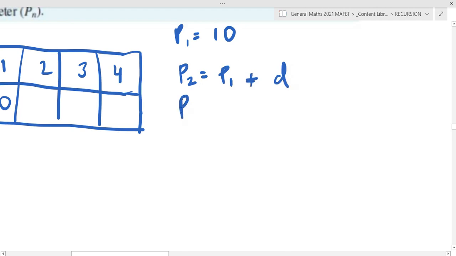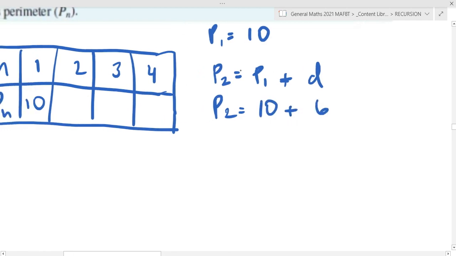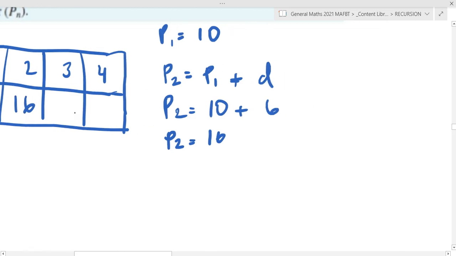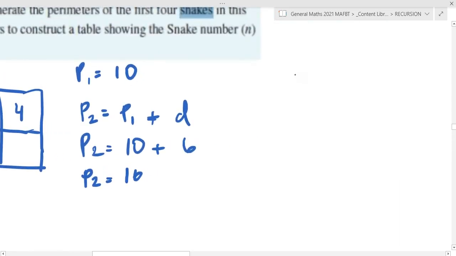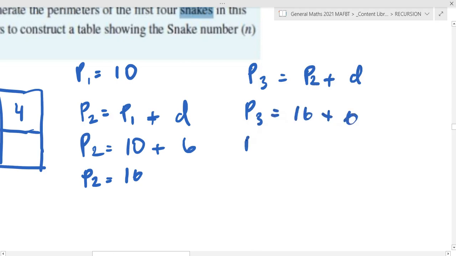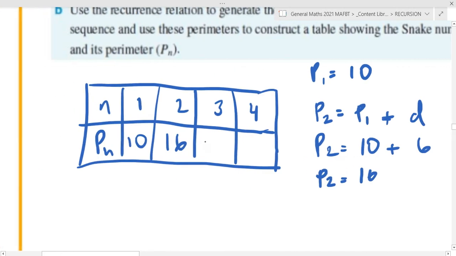Okay, that means P2 will be equal to 10 plus the common difference of 6. P2 must equal 16. So that means second value, 16. P3, similar thing. It's going to be P2 plus the difference. So P3 is equal to 16 plus 6. Therefore, P3 is equal to 22. So that's our third value.